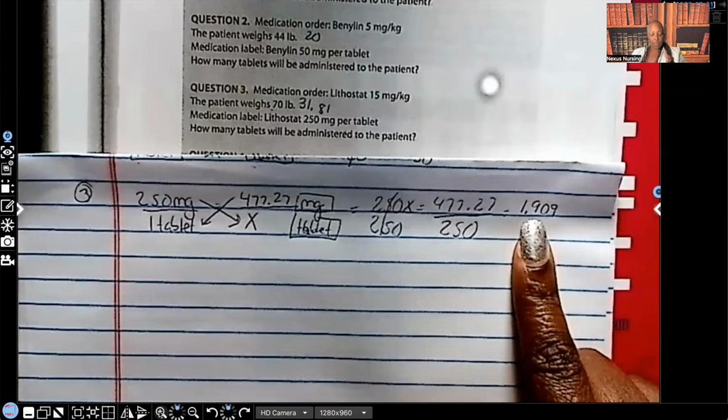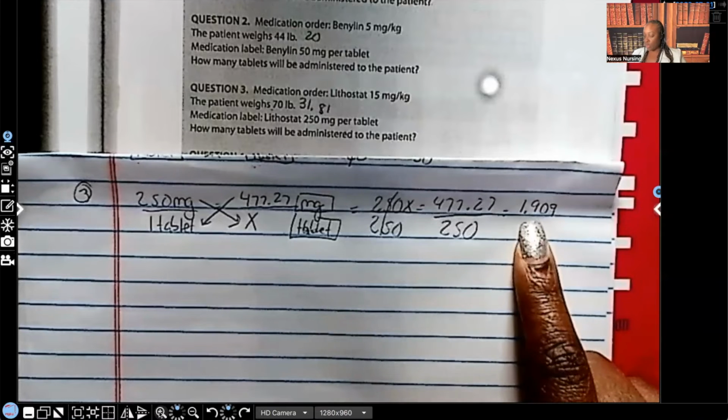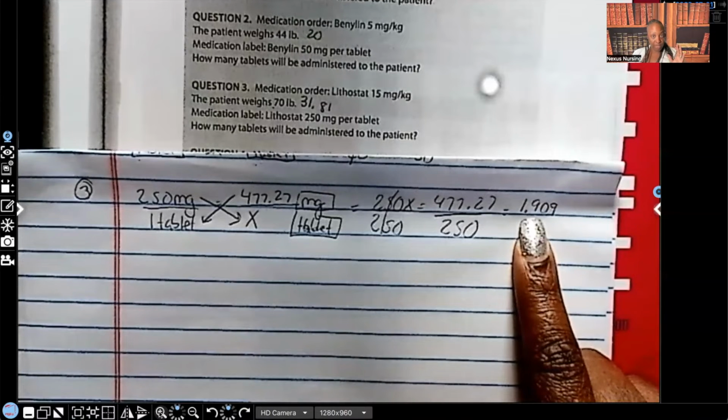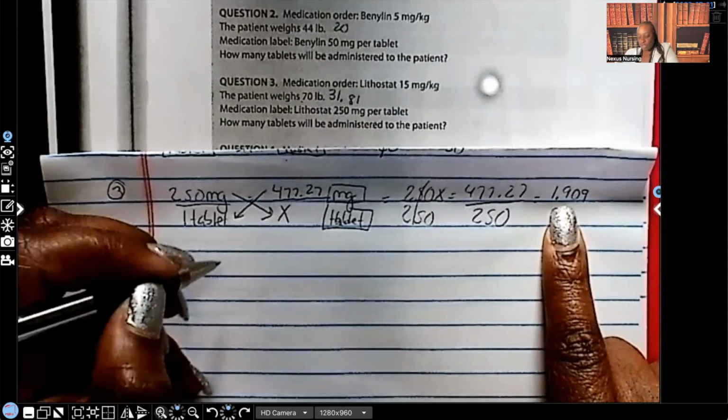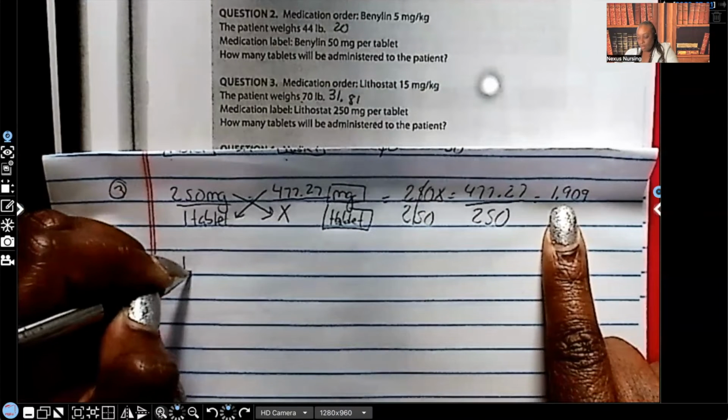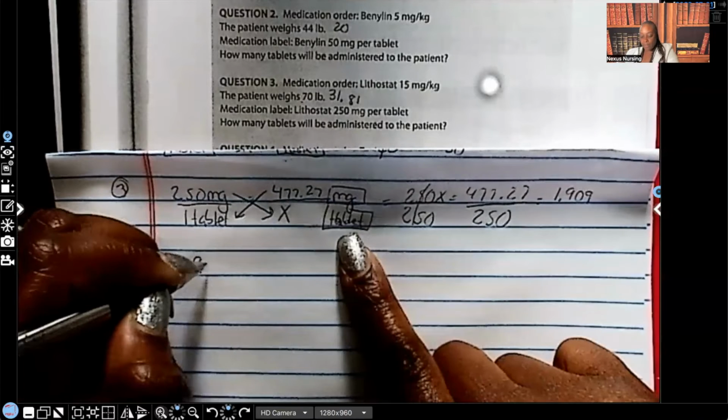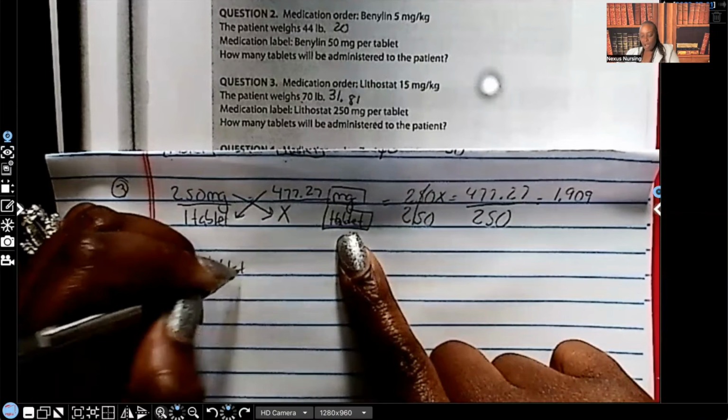Remember, when we're rounding, if it's more than one, we're just gonna round to the 10th place. Are you with me? Yes. So let's round to the 10th place, which would give us 1.9 what? Tablet. Are we done?